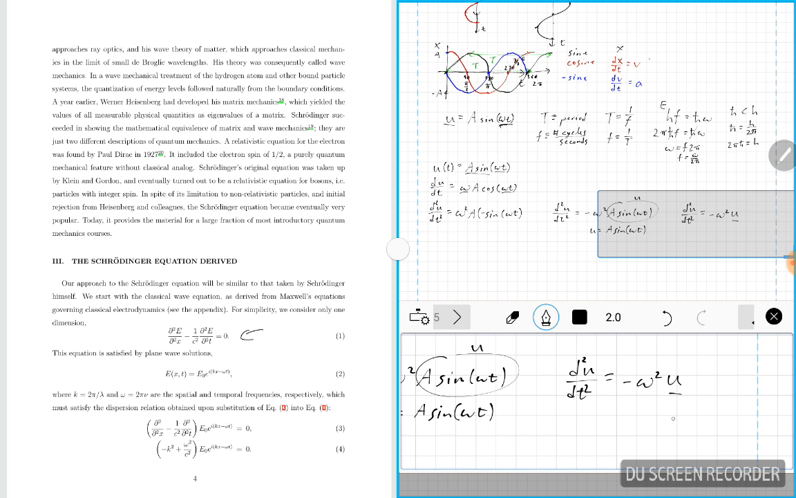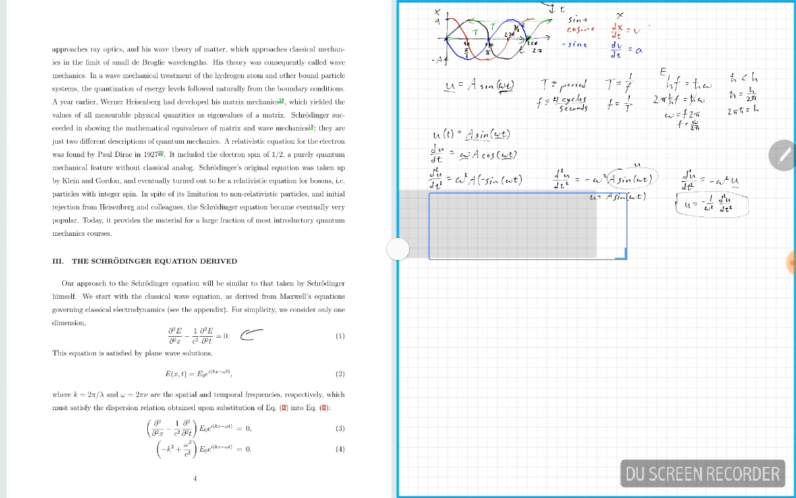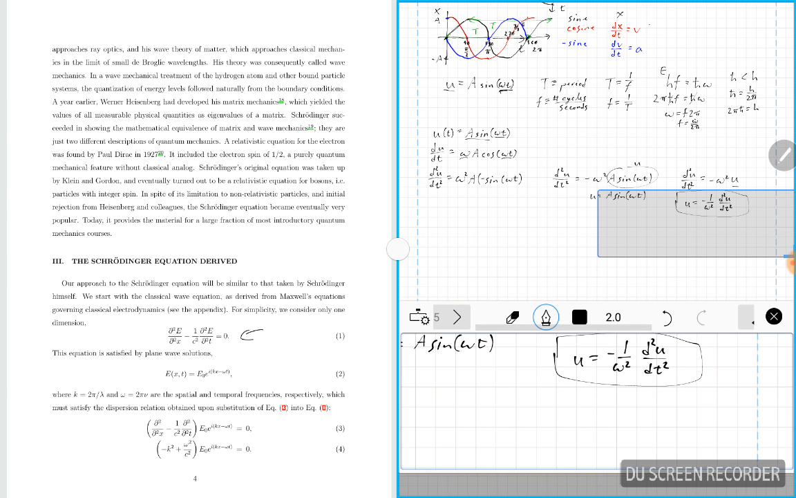So my original function times the negative omega squared equals my second derivative. Or I could write it like this. I'm just going to divide both sides by omega squared, and I get d squared u over dt squared. Okay. That's with respect to time, and that's how every wave is going to behave. That's the change in position over change in time. We could call that the acceleration.